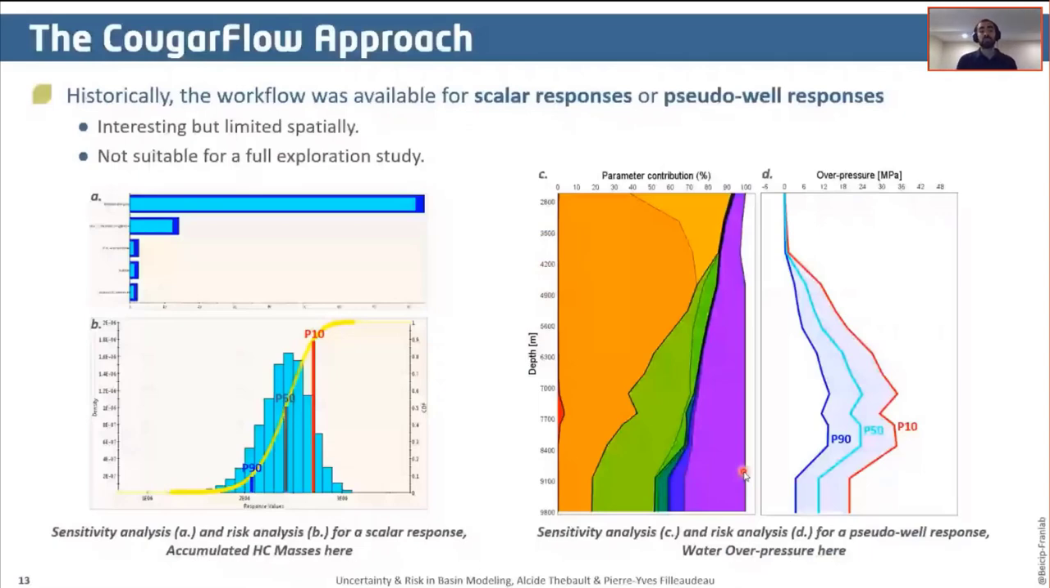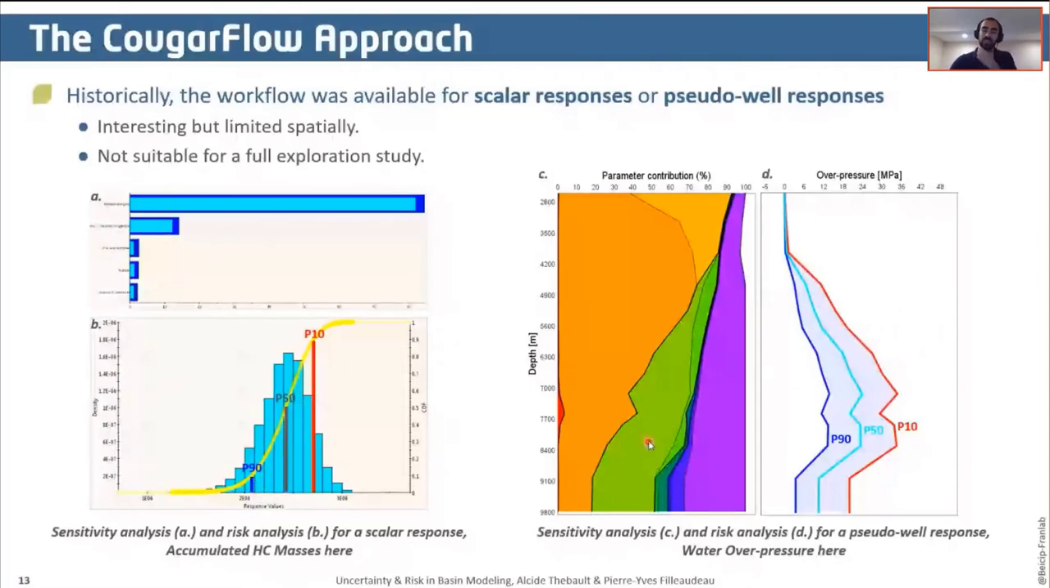So traditionally, CougarFlow was working on scalar responses or pseudo-well responses. So what are they? A scalar response is just a value either within one cell or a value for a group of cells. So for example, the average pore pressure in a reservoir or the total accumulated hydrocarbon masses within the reservoir. And so the graphs that we had were usually a Pareto plot for the sensitivity analysis, so we knew which parameter was the most impactful, or the distribution, so P90, 90% chances of being above, P50, P10.